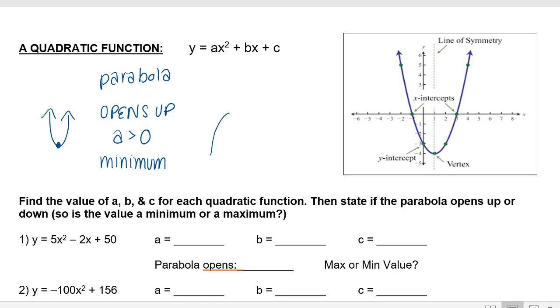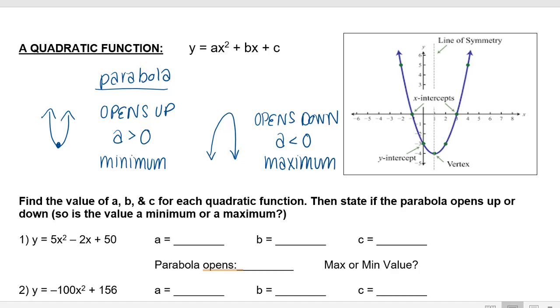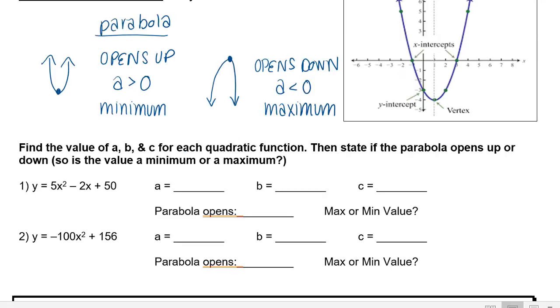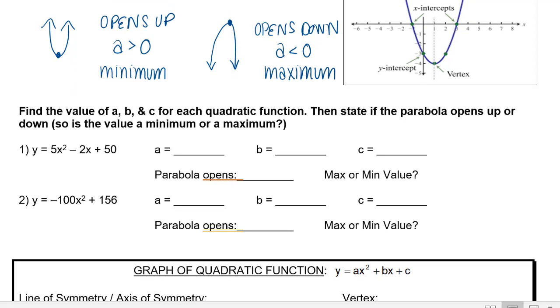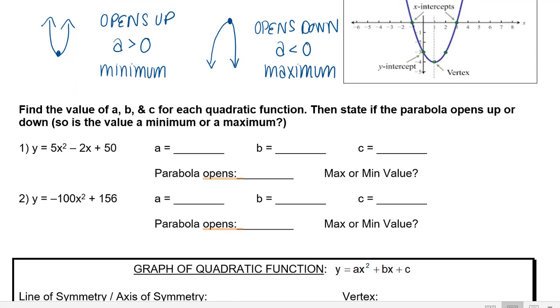When we have that frowny face, or when our parabola is opening down, our a is less than 0. We have a maximum, right? That highest point on that u versus that lowest point on the u. All right, so we're going to take a look at some examples of our functions, take out some coefficients, and then talk about whether that parabola opens up or down, whether we have a max value, just by looking at the actual function and not the visual of it.